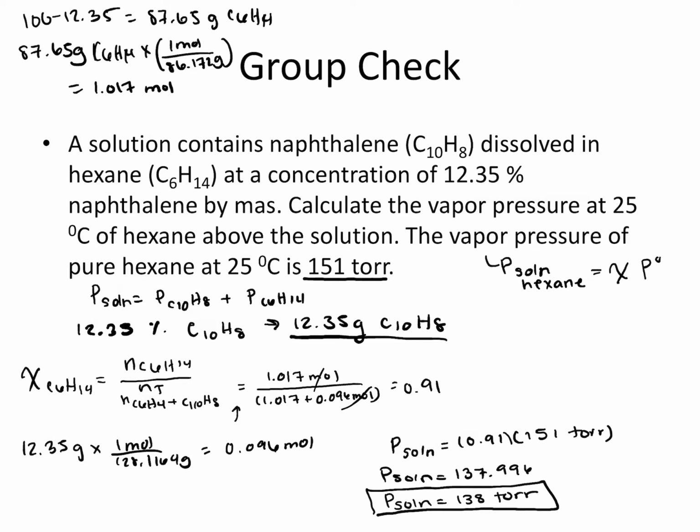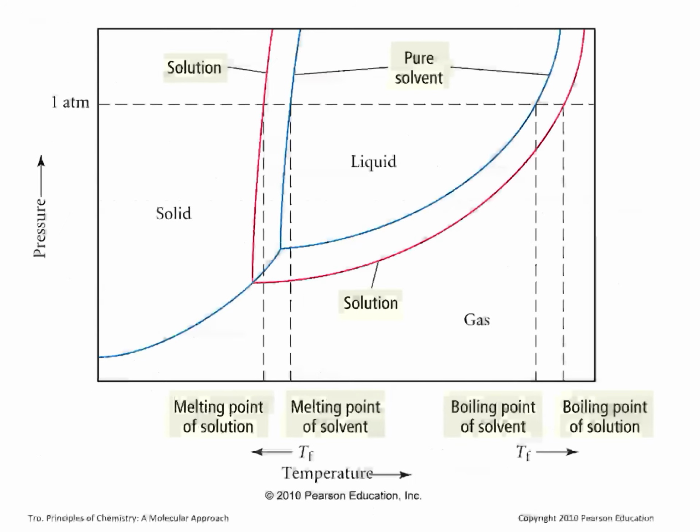Now, before we move on, let's conceptually think if this answer makes sense. My vapor pressure of my pure hexane was 151 torr. Now, my vapor pressure of my solution, so the pressure of hexane above the solution, is 138. It's lower. So that means that the pressure of the solution was lower than that of pure hexane, which does conceptually make sense, since adding in a mixture lowers the vapor pressure. So the naphthalene solution inhibits hexane from being able to vaporize at 151 and lowers it to 138. Okay.